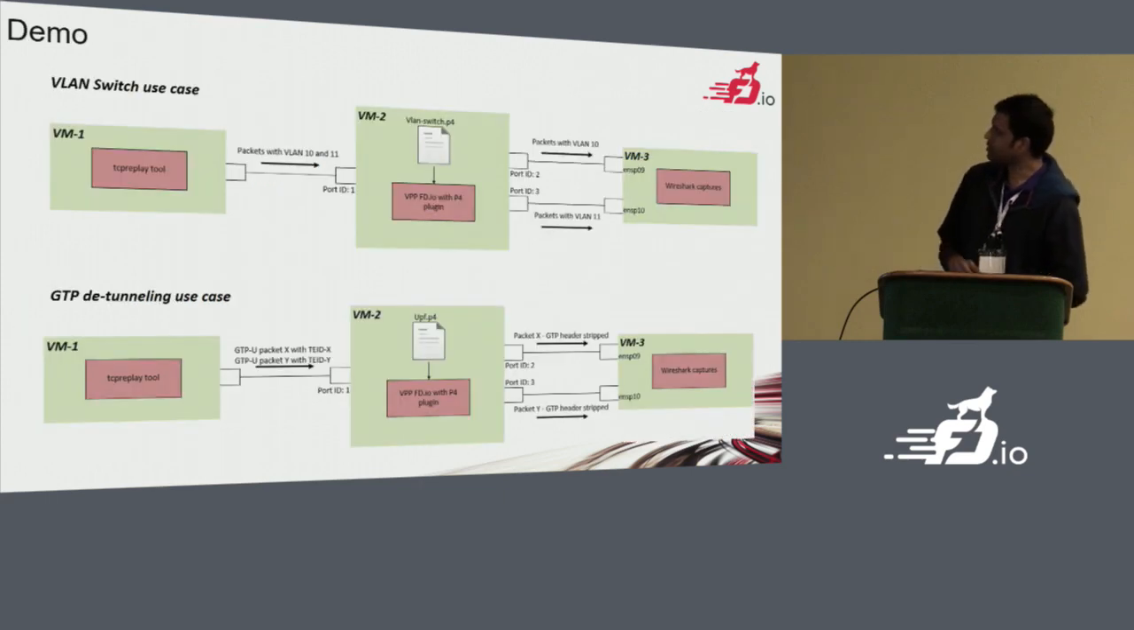I have about 5 minutes left, so I will quickly move on to the two demo use cases. In this demo, I'm going to start three VMs. One of the VMs, VM2, is going to run the programmable data plane. Initially we'll supply a simple VLAN switch P4, which is going to examine the ingress port, which is port number one, and the VLAN in the packet. Based on the VLAN, it's going to switch the packets to one of the ports, that is two or three.